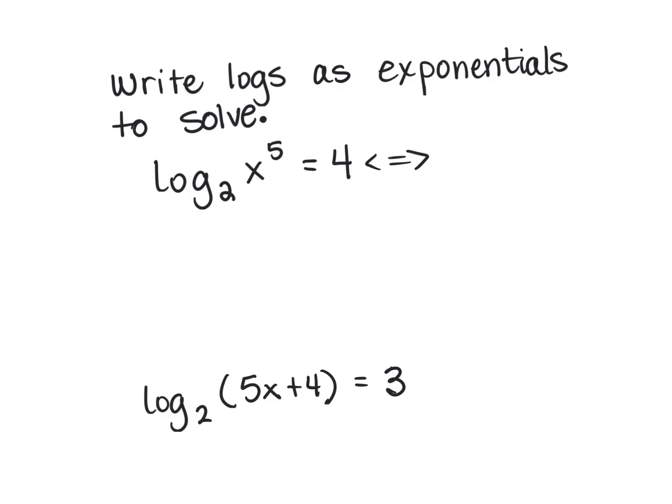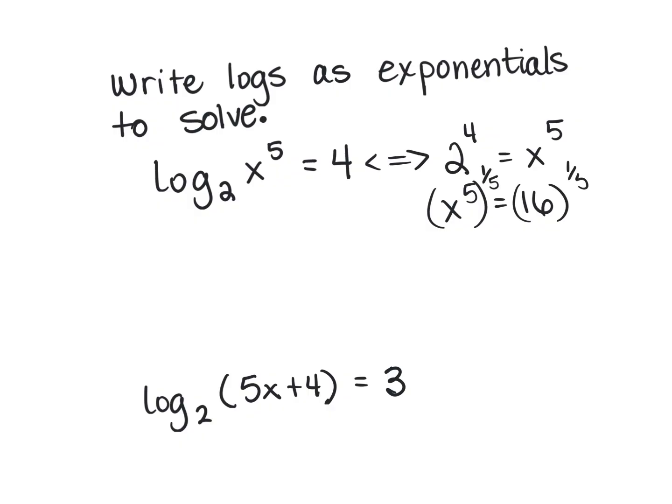So my baby base 2 becomes big base 2. 4 is the exponent, and then we have x to the 5th power. So we have x to the 5th is equal to 2 to the 4th power, which is 16. And then we're either going to take the 5th root of that, or more easily on our calculators, raise that to the 1/5 power. So x is going to be equal to 1.7411011266.